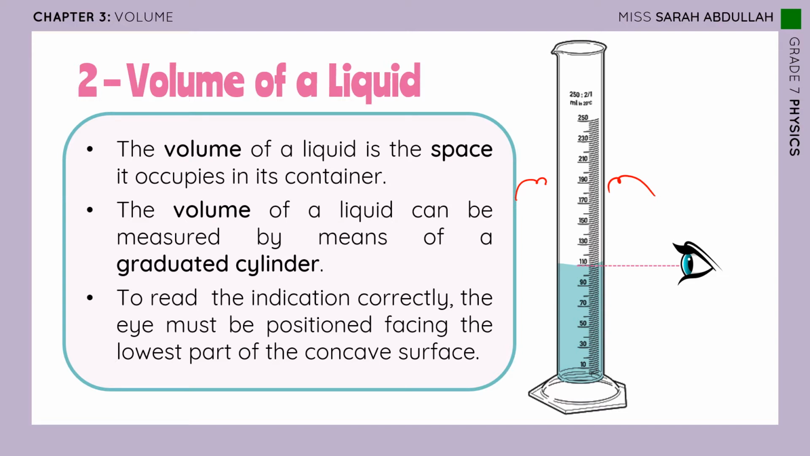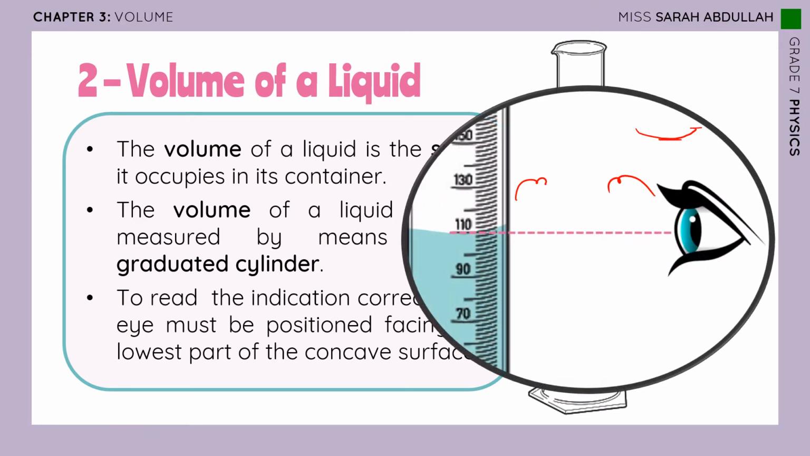But where exactly? You guys can see that it is maybe a little bit like a curve. Where should I place my eye? On the top of the curve or on the bottom of the curve? The eyes should be placed on the lowest part of this concave surface of this curve. So the lowest part of the curve gives me the exact value of the volume. And this is where we should place our eyes.